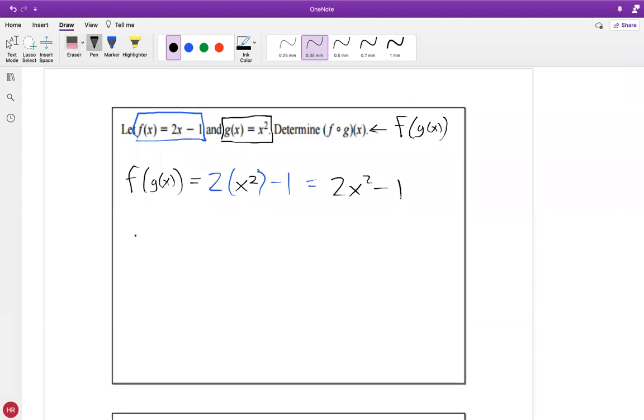Sometimes people will write it like, the next step they'll write f of x squared. They'll do that, because this is g of x, right? These things are the same. And then it helps you to see this is the thing that goes where the x was in the original function. So this is the answer. This is f of g of x. This is the composition of f and g.